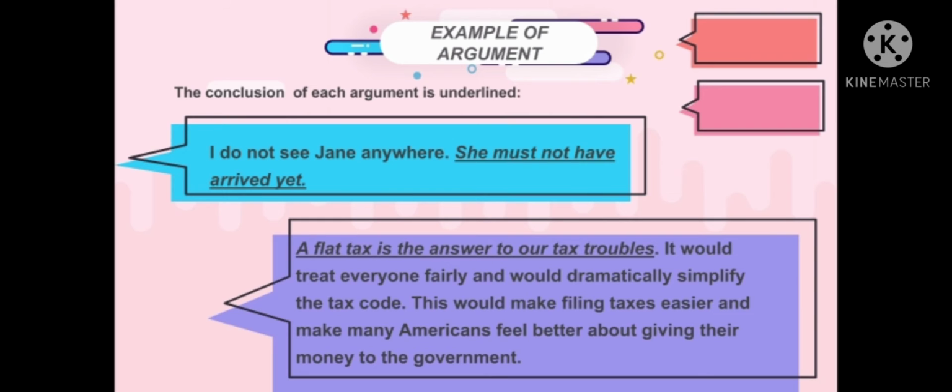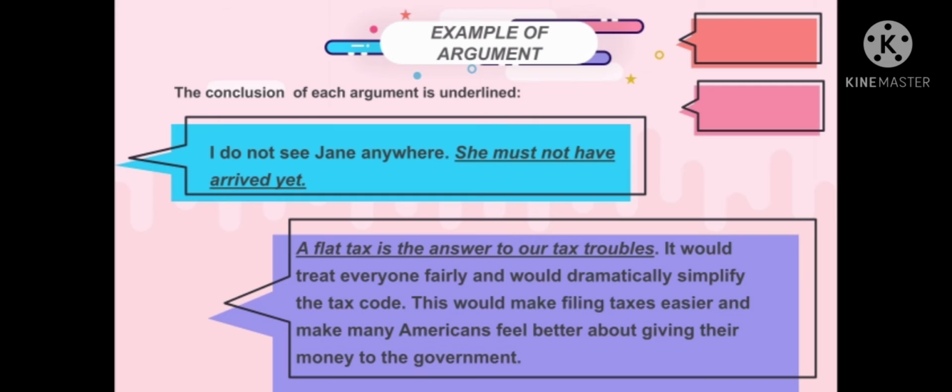I have an example of an argument. The conclusion of each argument is underlined. I do not see Jane anywhere. She must not have arrived yet. Next, a flat tax is the answer to our tax troubles. It would treat everyone fairly and would dramatically simplify the tax code. This would make filing taxes easier and make many Americans feel better about giving their money to the government.